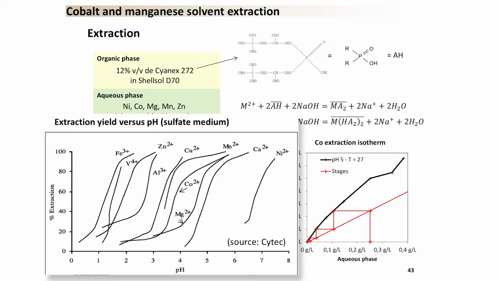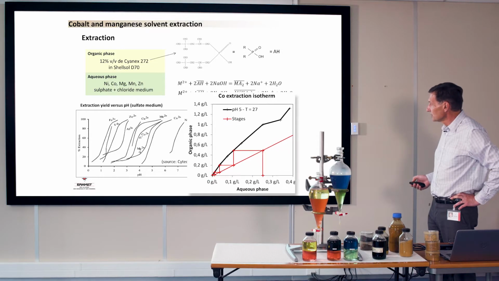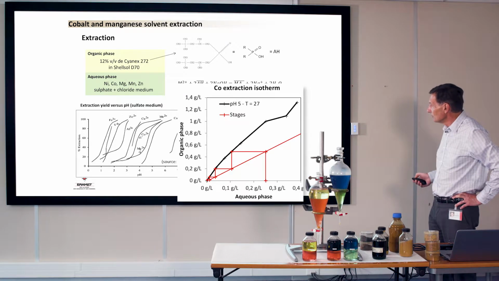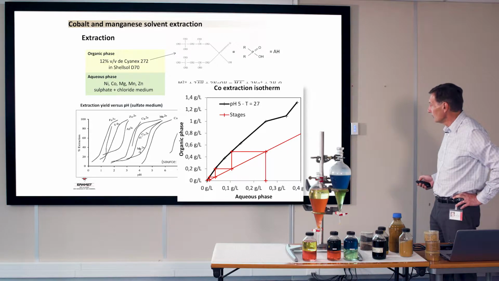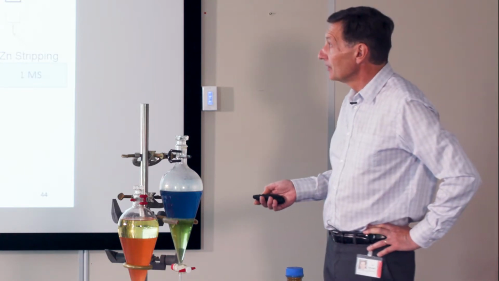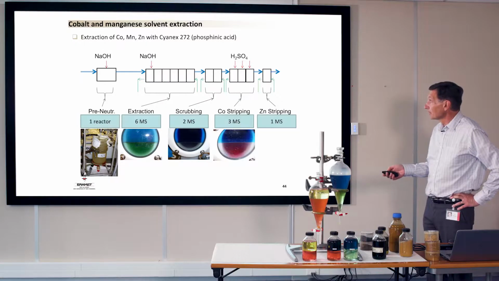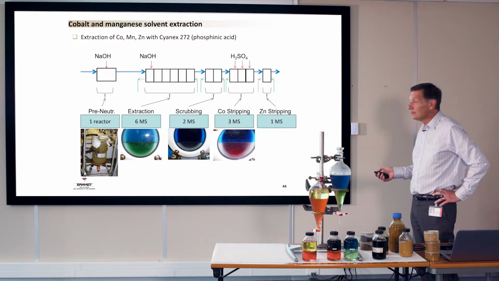More precisely, to know the dimension of the mixer settler, you use such a diagram. It's what we call an isotherm of cobalt extraction. With this curve, you draw this line to have the different steps of cobalt extraction. And in reality, the cobalt and the manganese solvent extraction will be divided in different steps.